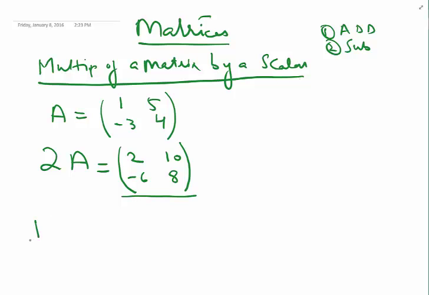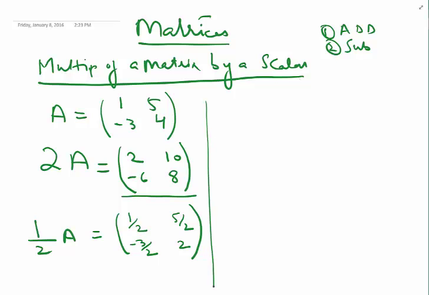Let's suppose we are required to find half of A. So in that case, we need to multiply all entries of a matrix A by half. So that means 1 into half is half, 5 into half is 5 over 2, minus 3 into half is minus 3 over 2, and 4 into half is 2, right? 4 divided by 2 is 2. So this is the resultant of half times of A.